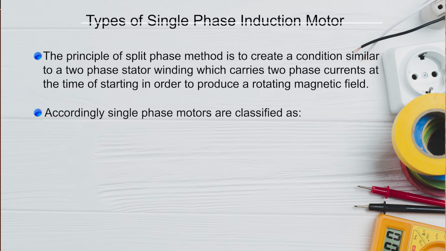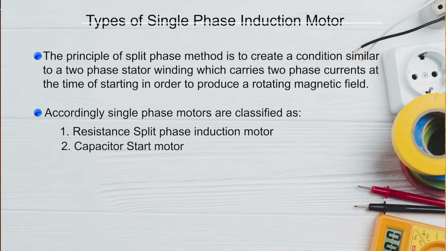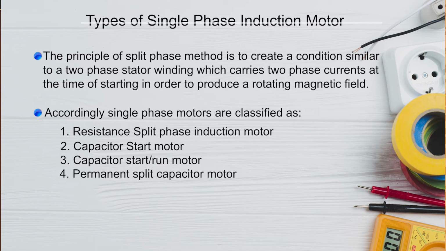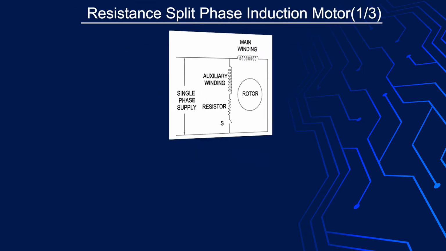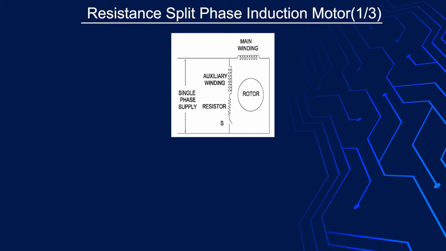Therefore, on the basis of the split phase method, we can classify motors into 5 types. The first one is the resistance split phase induction motor, the second is the capacitor start motor, the third is the capacitor start run motor, the fourth is the permanent split capacitor motor and the last is the shaded pole motor. Now, we are going to start with our first motor, that is the resistance split phase induction motor.